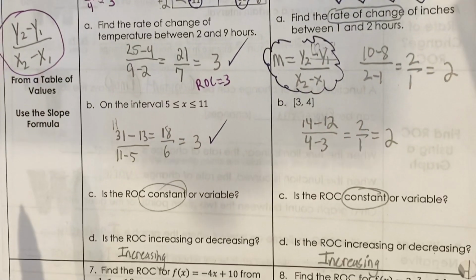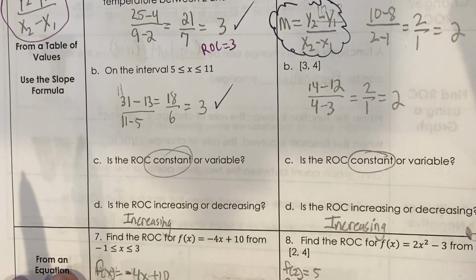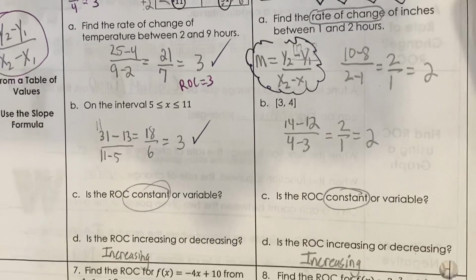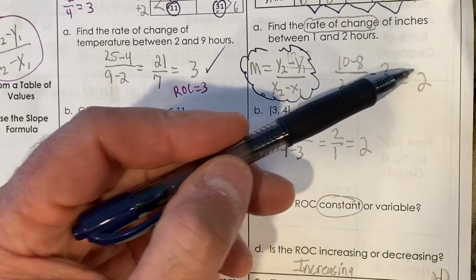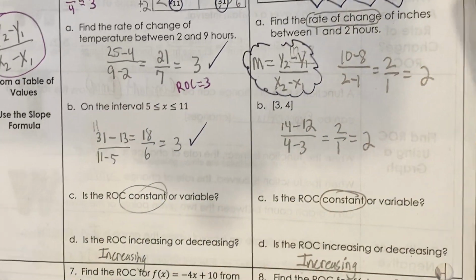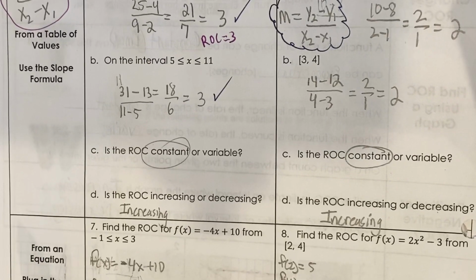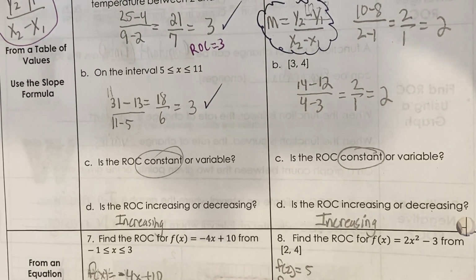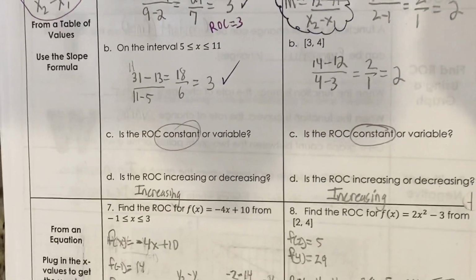It is constant, because there was not a change. Both of the slopes were 2 over 1, 2 over 1. And it's increasing, okay? All right, the last four, 7, 8, 9, and 10.